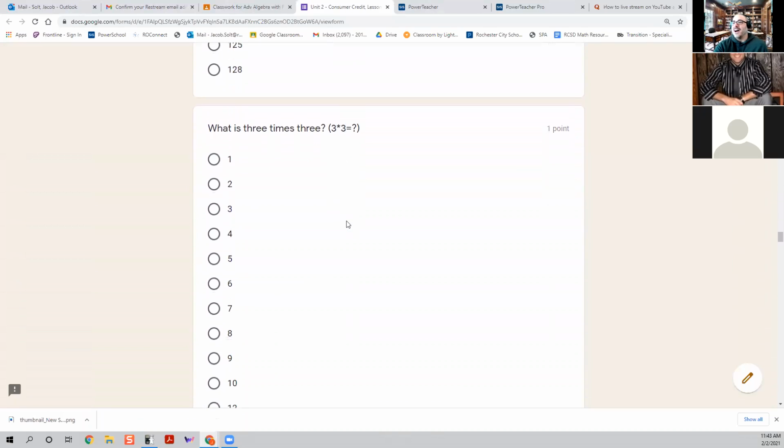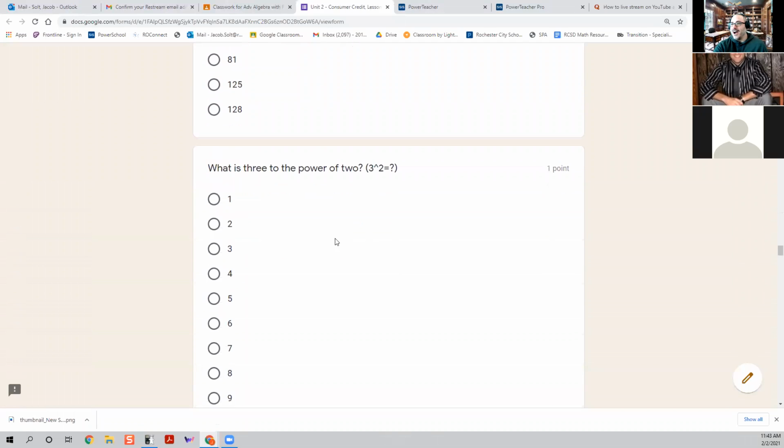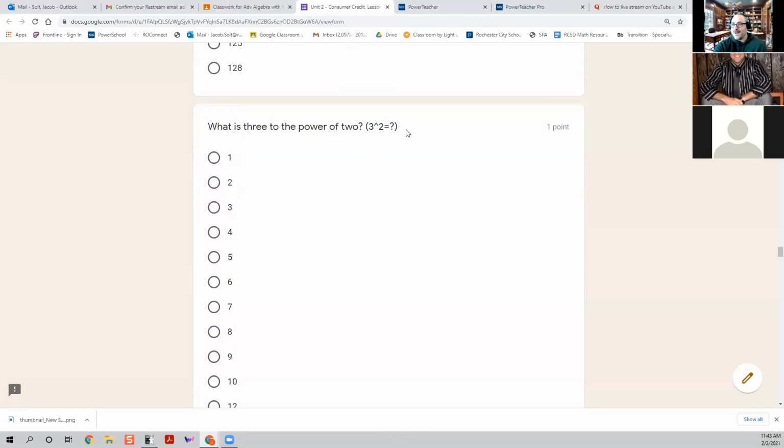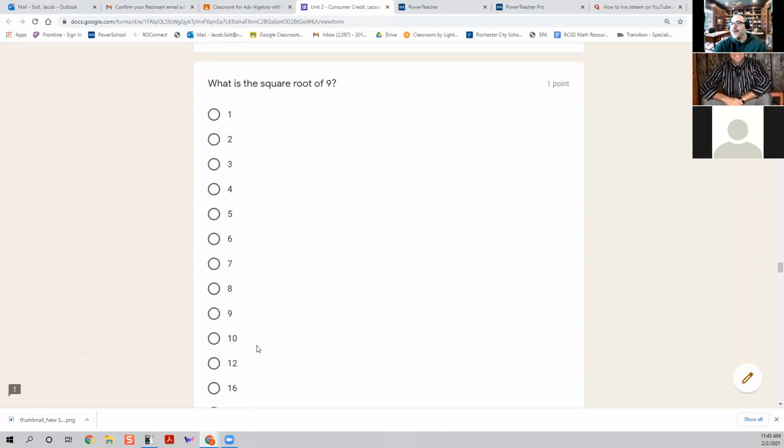Okay. What is 3 times 3? All right, hopefully we know that. 9. That's pretty easy. 3 to the power of 2 is the same thing as 3 times 3. That's 9. All right, so what is the square root of 9? What number times itself gives us 9?